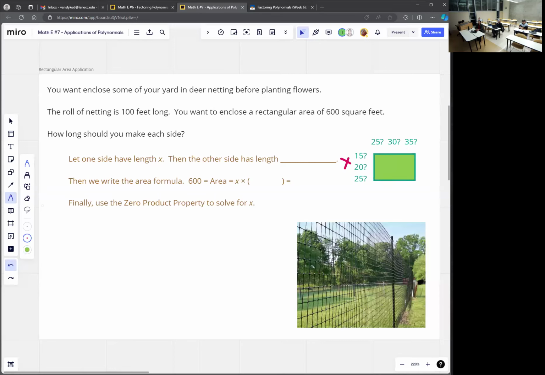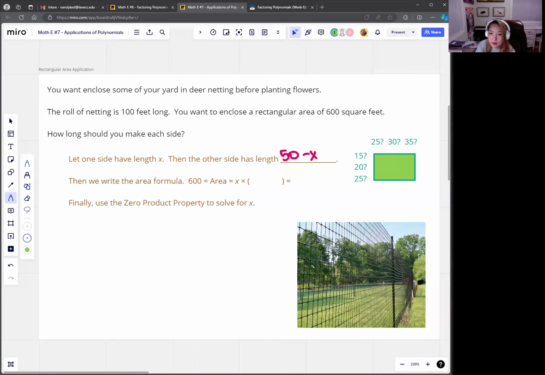So if one side is X, then the other side is 50 minus X. So they'll add up to 50. Everyone okay with that? Yes. I could keep those there, and that's my X. So the area formula is length times width. It's X times 50 minus X.